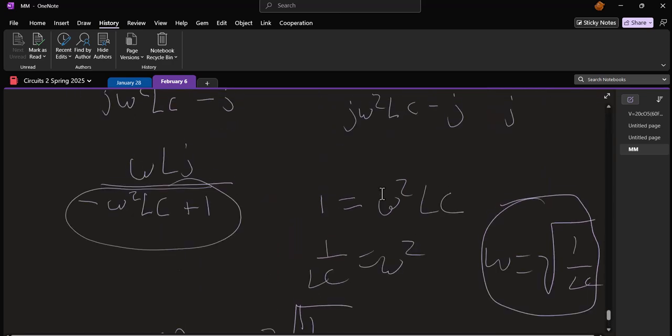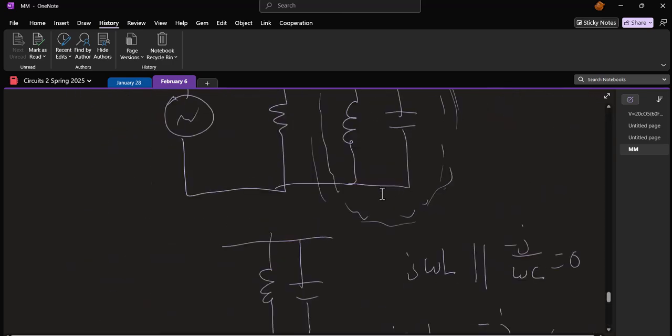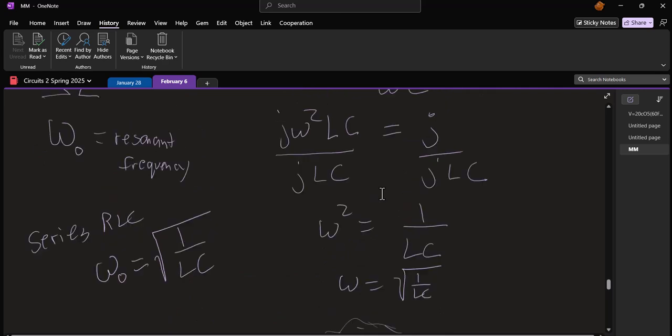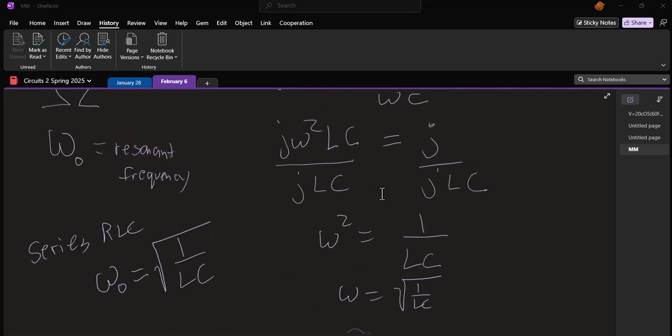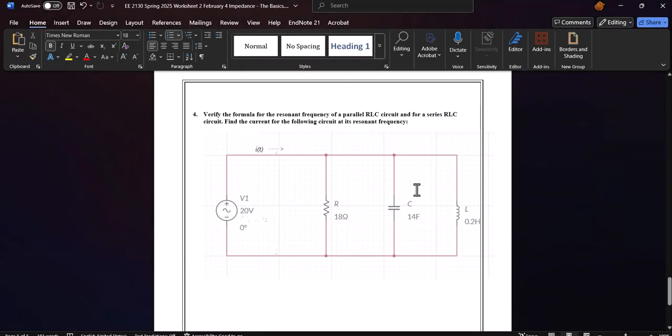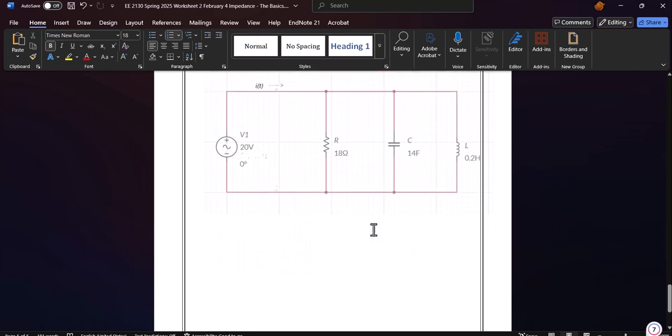But the key point is that the resonant frequency is the square root of 1 over LC. So once you have that, it gets pretty easy to answer the question, which was, we said verify the formula for resonant frequency. We did. Find the current for the following circuit at its resonant frequency. So we know the resonant frequency is going to be, let me try one more time.